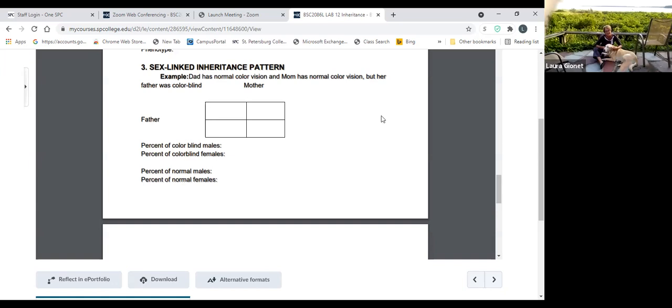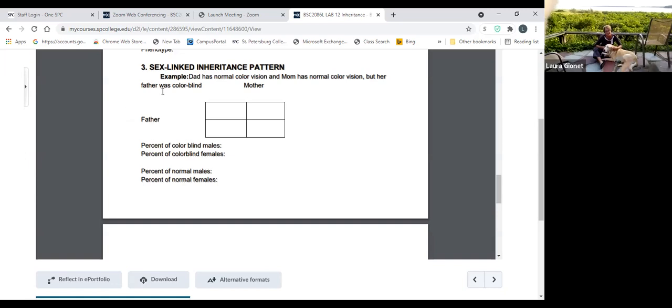Well, what they're trying to tell you here with mom is that although she has normal vision, what makeup was she? Was she two X's and then one of those X's carrying color blindness? Or did she have two X's both carrying color blindness? Well, it had to have been one of the first two. Right? So she is the heterozygous form, right? Because she's a carrier and she's capable of passing it on to her offspring.